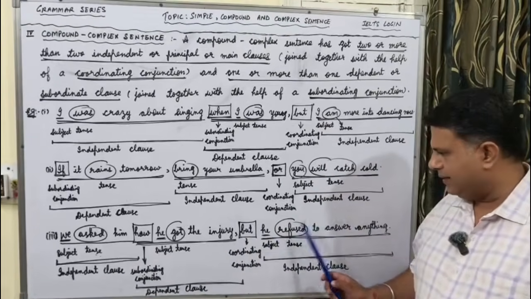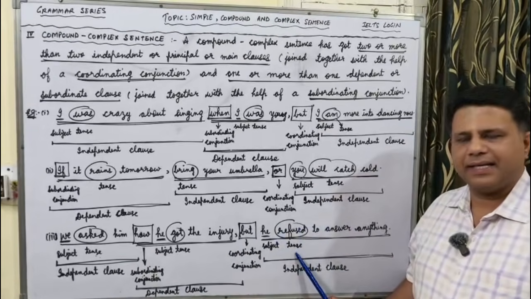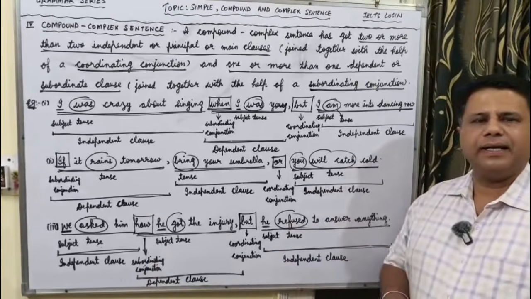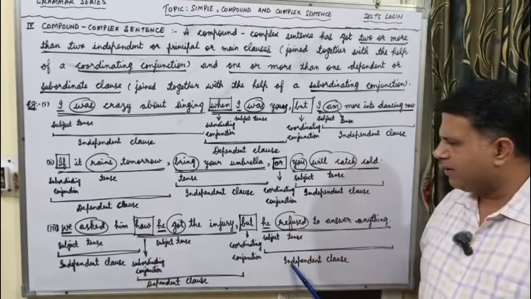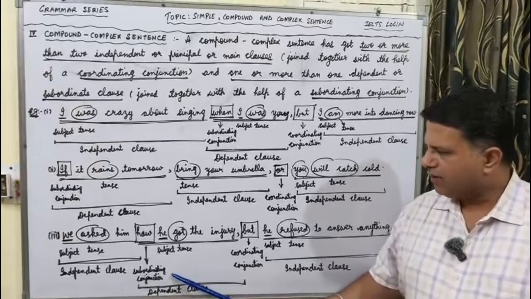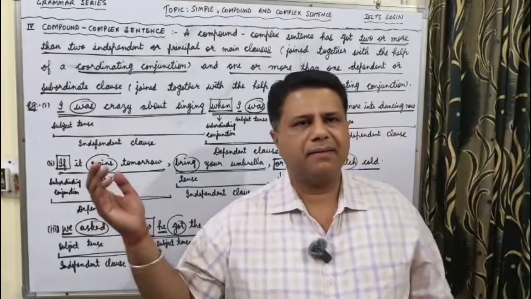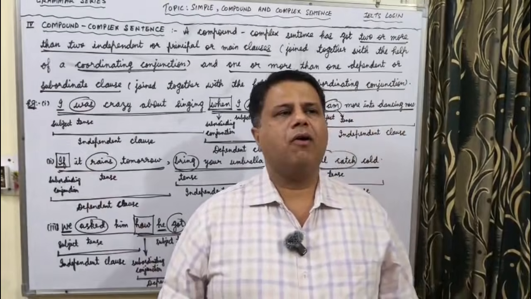to answer anything. He is the subject, refused is the tense element. He refused to answer anything. So this is an independent clause. So, two independent clauses, one dependent clause, one subordinating conjunction and one coordinating conjunction. So these are the perfect examples of a compound complex sentence.